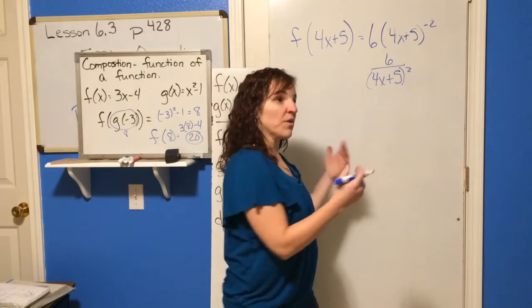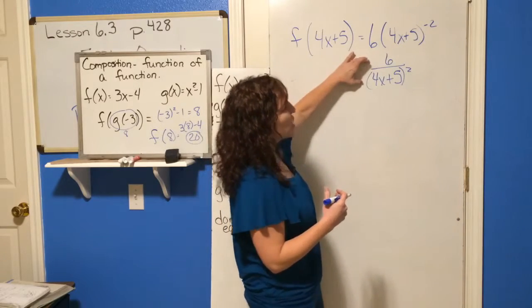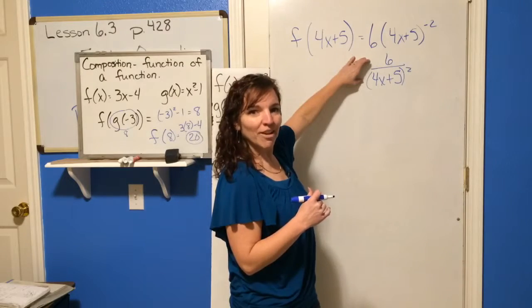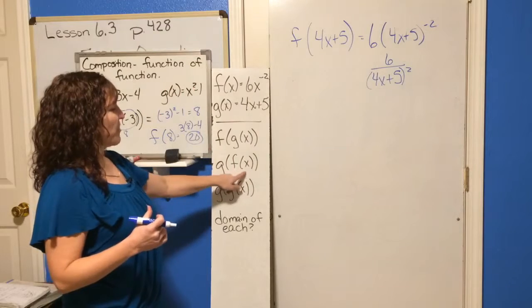I was going to say, well, now we want to factor it. Well, why would we factor it? We just multiplied it, all right? So this is as far as you're going to go, all right? Let's do another one. Let's do g of f of x.